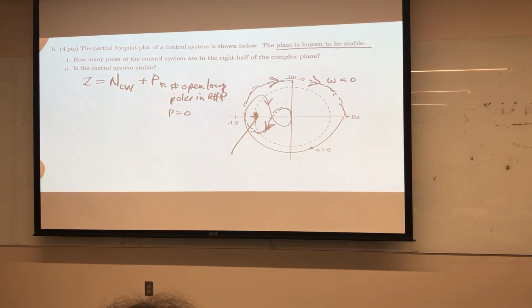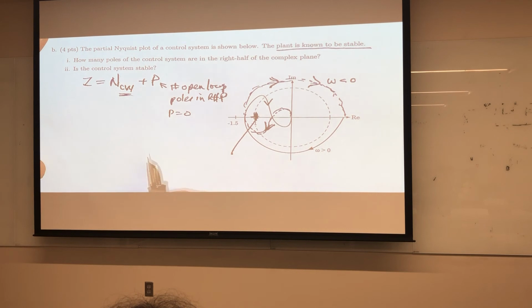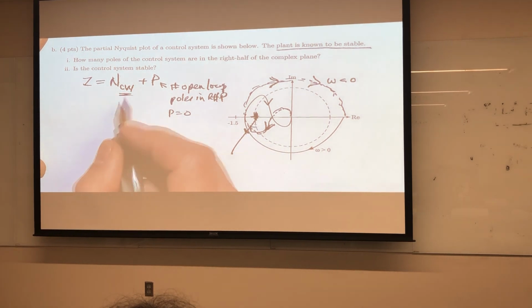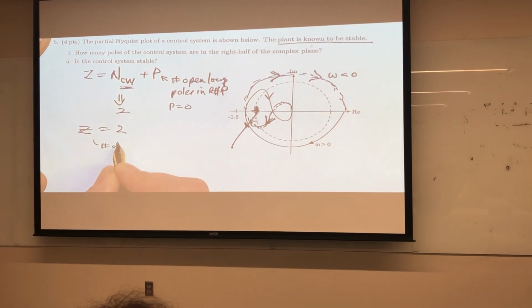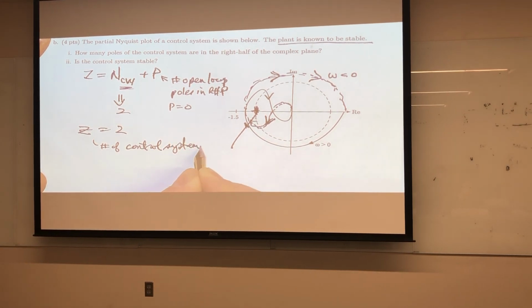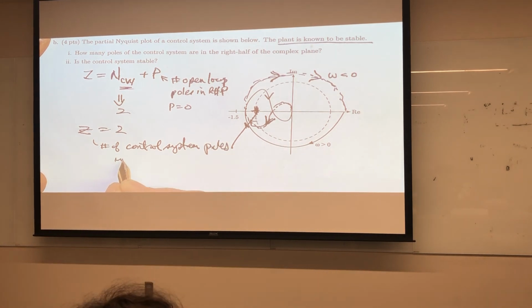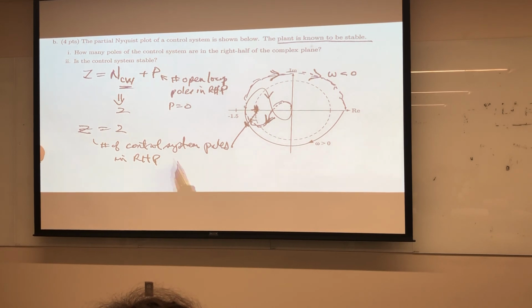So what I do is I draw a line here and see how many times this crosses in a clockwise fashion. Here's one clockwise encirclement, and here looks like a second clockwise encirclement. So in this particular case, N is equal to 2. I add the two together, and Z is equal to 2. Z here is the number of control system poles in the right half plane. Since the answer is 2, our conclusion is this is an unstable system.